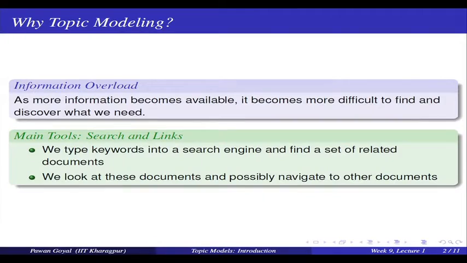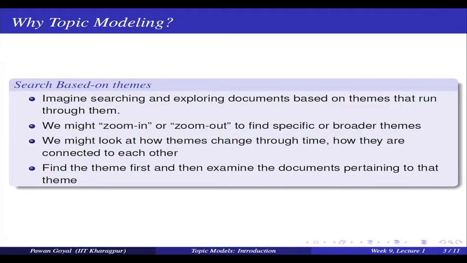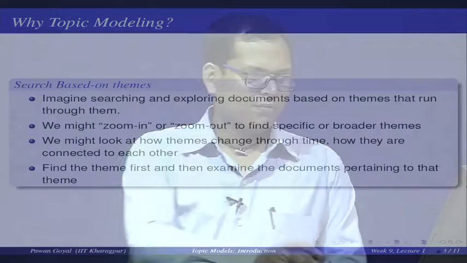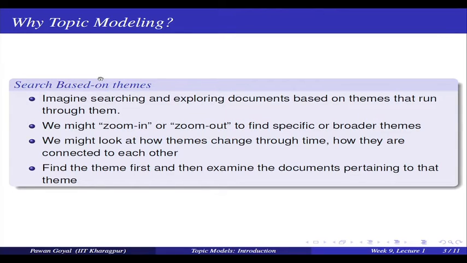But there is no easy interface where you can say, okay, I want to understand these topics only, I want to go deep into this topic, I want to go to related topics and all that. That is not available with this search and link kind of behavior. So topic modeling gives you an alternative method of going through this huge amount of information by searching based on theme criteria.